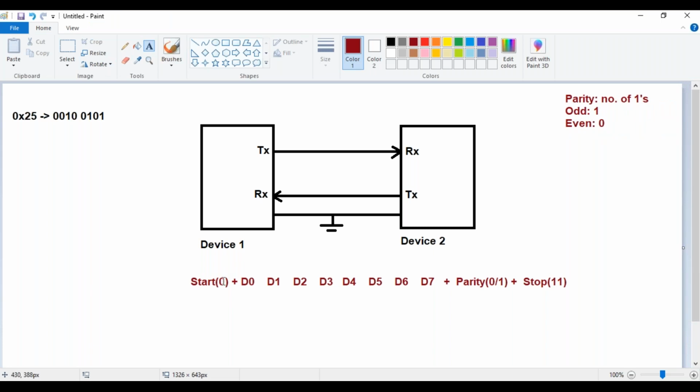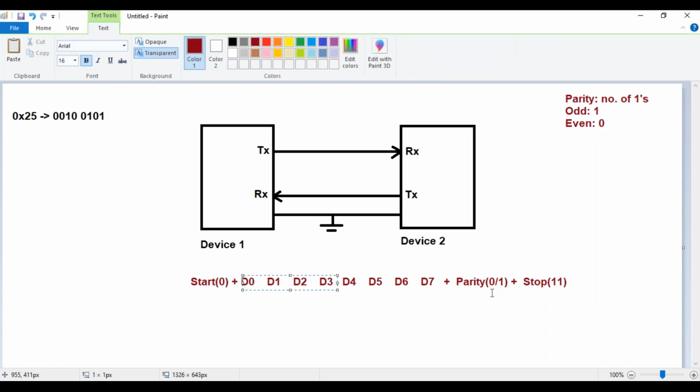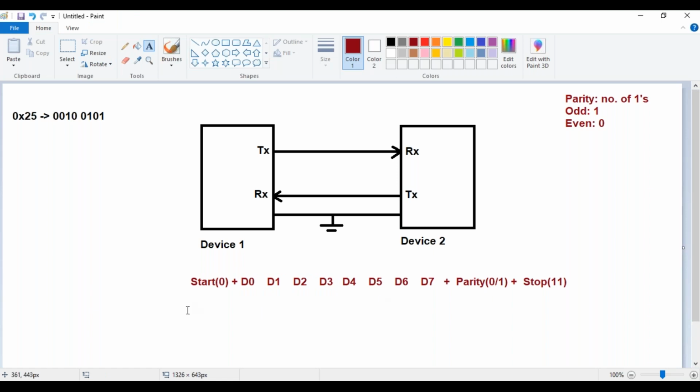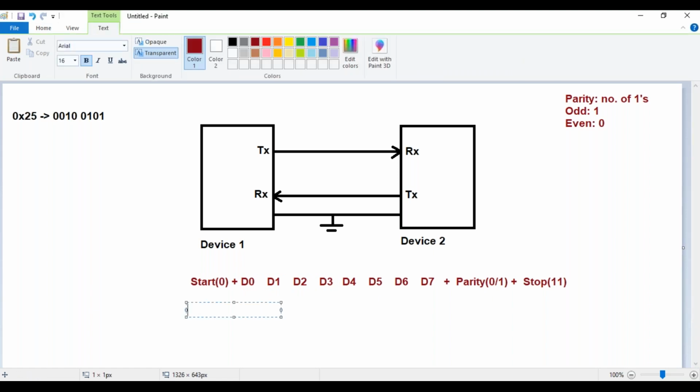Now first it has to transmit a start bit, 8 data bits, 1 parity bit and 2 stop bits. Now let me transmit the data 0x25. First it is a start bit. Okay, so I'm going to transmit a start bit which is a 0. Then I have to transmit the 8 data bits starting from the LSB. So it is the D0 bit first.